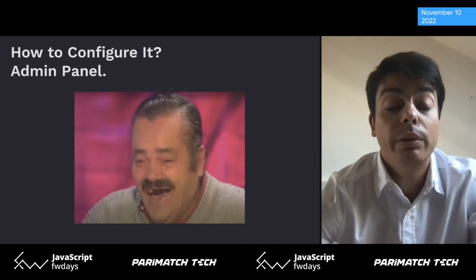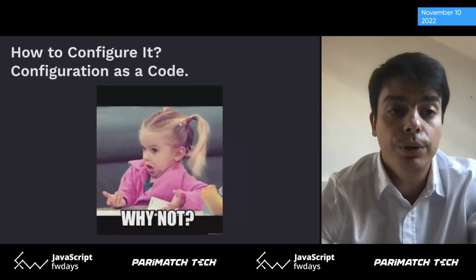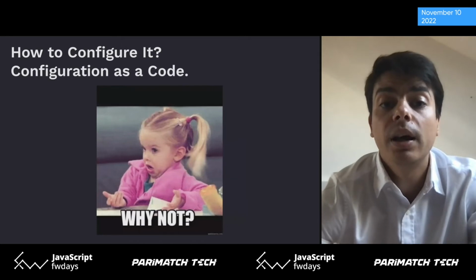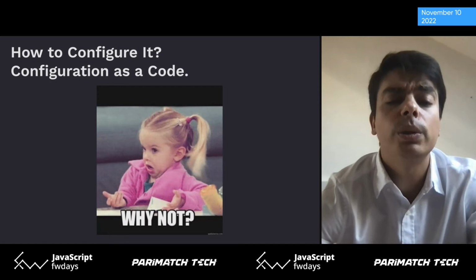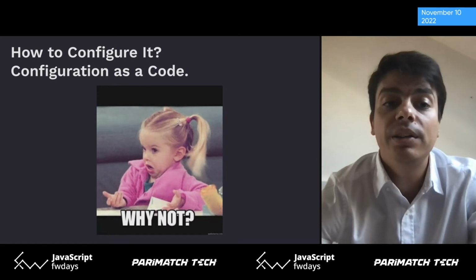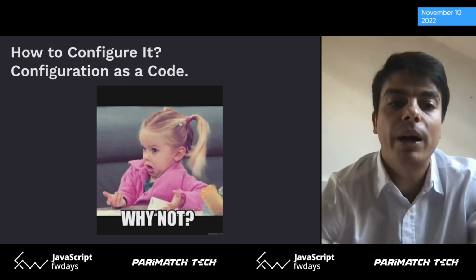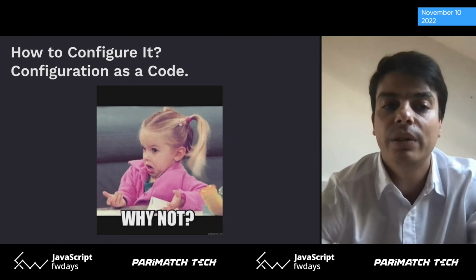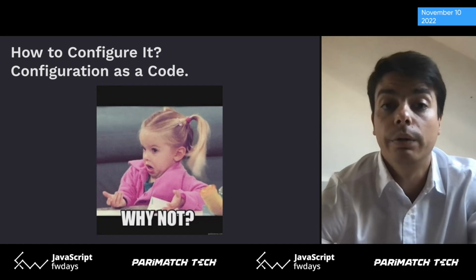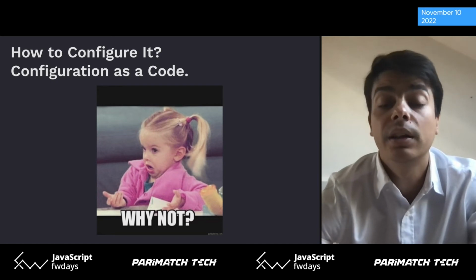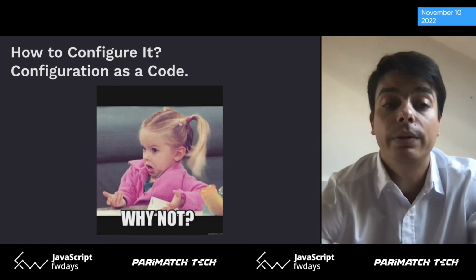So instead of an admin panel, we recommend using configuration as code. How can it be used? We have a registry. The registry provides a REST API service. So you can integrate your build and deployment pipeline with the ILC registry and configure it as a part of your pipeline. I think it's a great benefit.